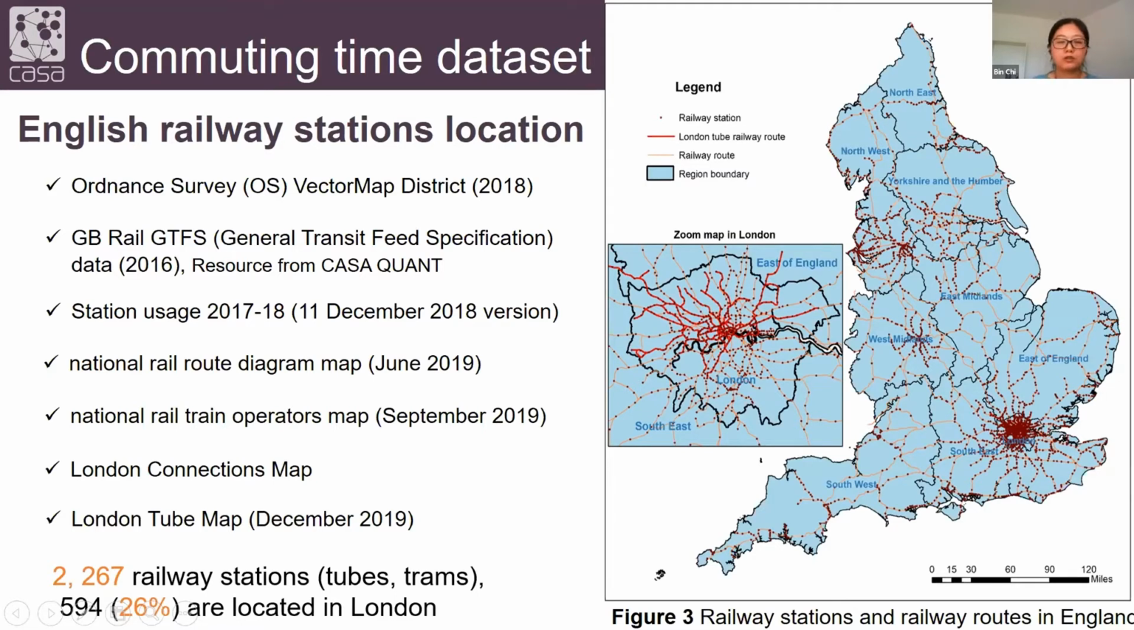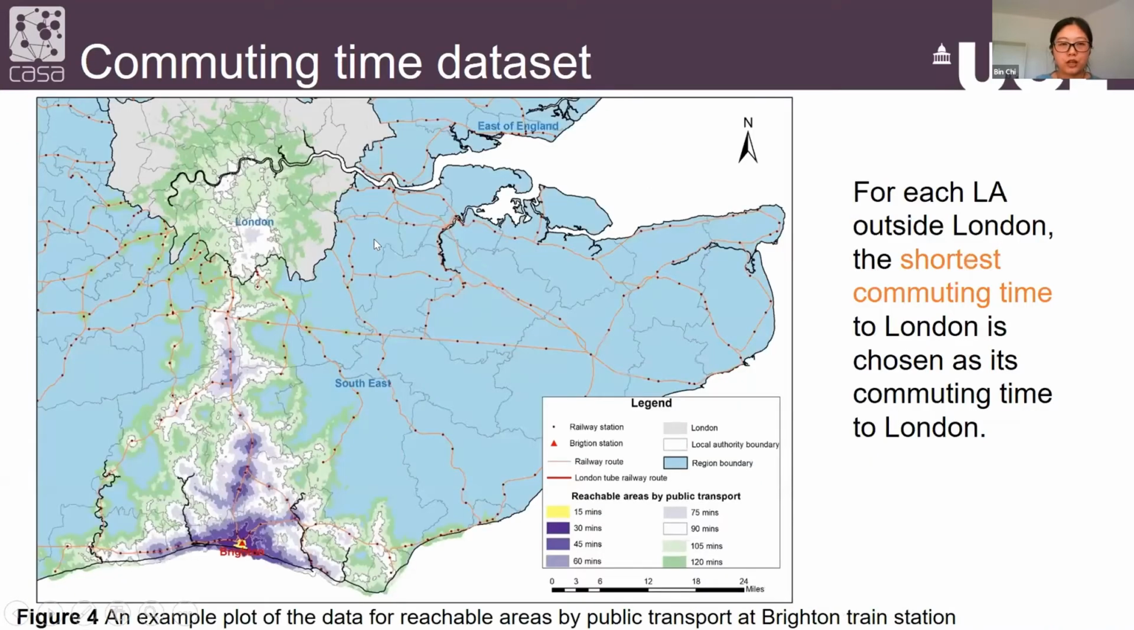So once we have the railway stations as I showed you, we are able to get the reachable areas for given commuting times for any given railway station. Here is an example to show you in the Brighton station. And for each local authority outside London, we choose the shortest commuting time as the commuting time to London.